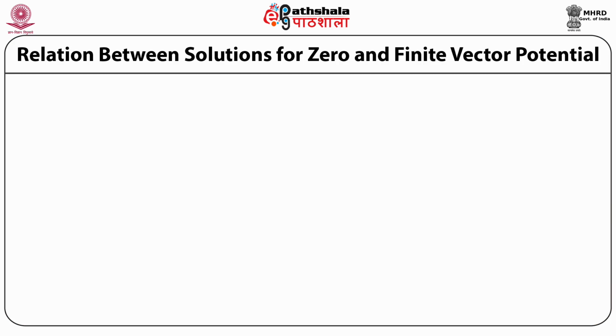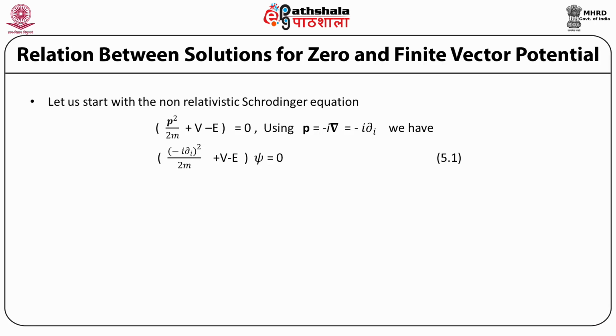Relation between solutions for zero and finite vector potential. Let us start with the non-relativistic Schrödinger equation, which is (p squared by 2m plus V minus E) ψ equal to 0. Using p vector equal to minus i ∇, which is equal to minus i ∂_i, we have (minus i ∂_i) whole squared by 2m plus V minus E, whole thing operating on ψ, equal to 0. This is the Schrödinger equation where we have converted the p part by using i ∇.